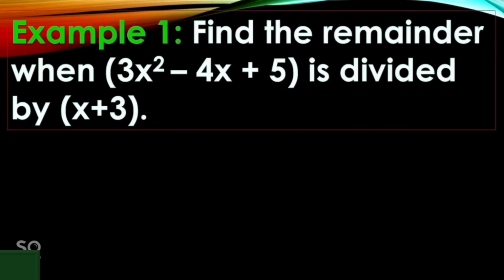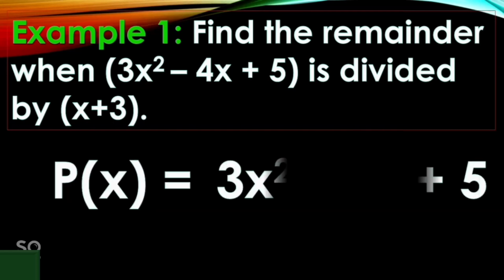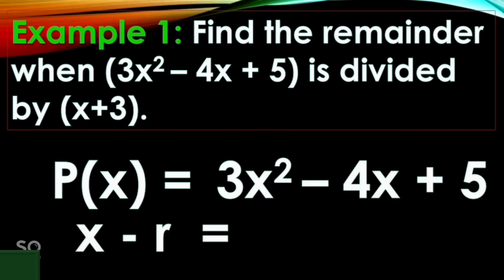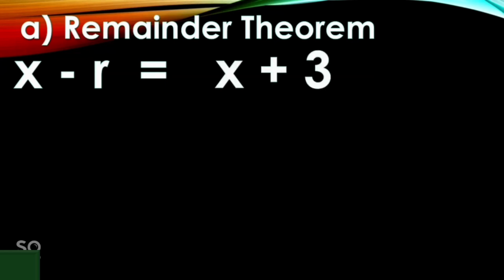Okay, we have example number 1. Find the remainder when 3x squared minus 4x plus 5 is divided by x plus 3. So our p of x, or the dividend, is 3x squared minus 4x plus 5. So that is our polynomial. And then our x minus r is x plus 3. Okay, we have two ways to get the remainder. First is the remainder theorem. x minus r equals x plus 3. This is the possible factor that we divide into the polynomial.